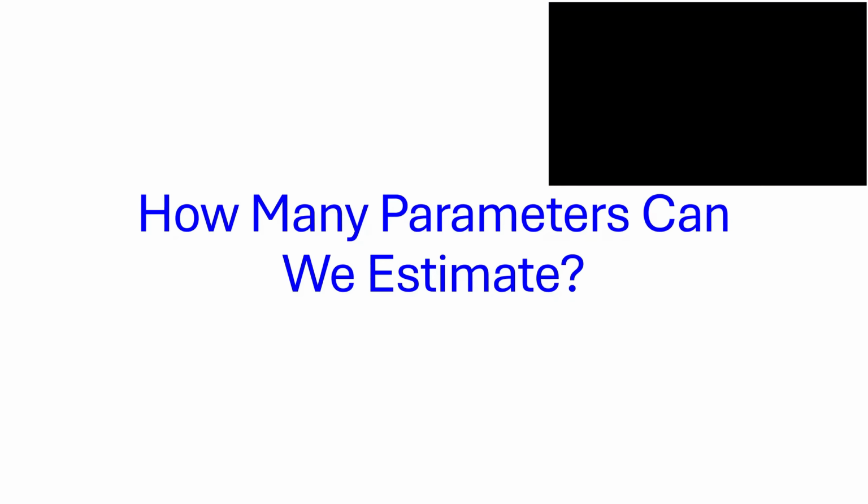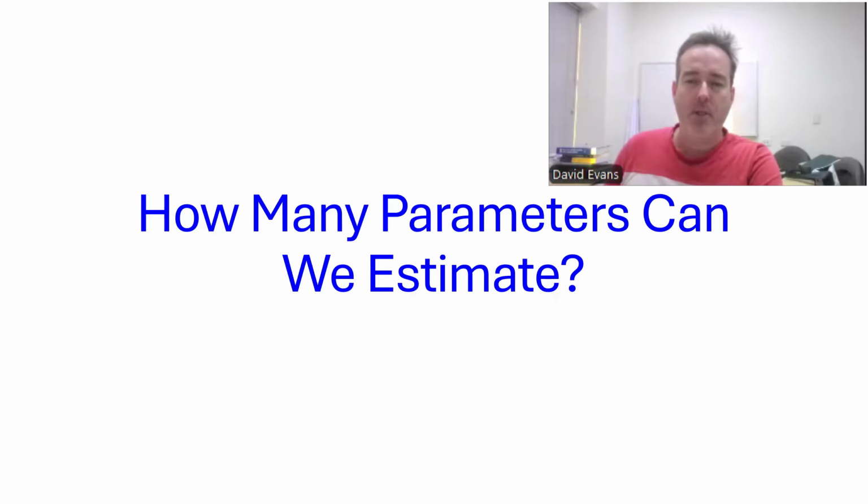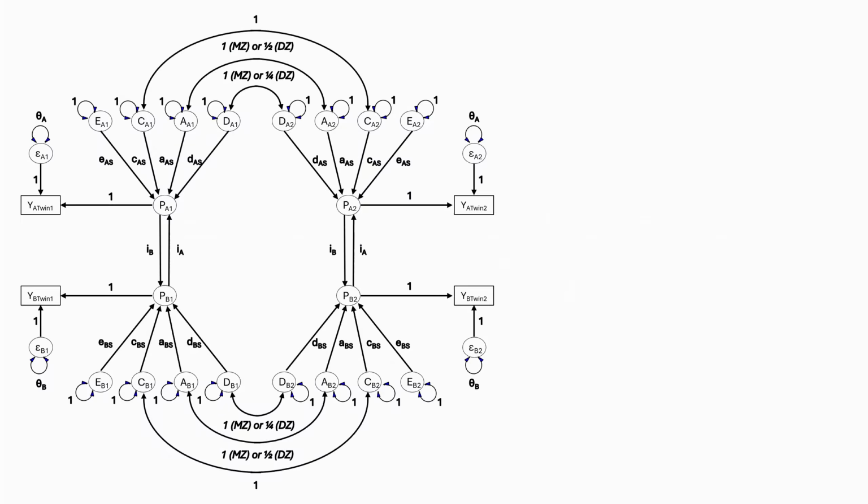In this video, we'll talk a little bit more about what the direction of causation model is saying and where the information comes from to estimate the different parameters and think about the bigger picture. Currently, the model is unidentified. This means that there are more parameters than can be uniquely estimated from the data. A necessary but not sufficient condition for a model to be identified is that there are at least as many informative statistics as there are parameters to be estimated under the model.